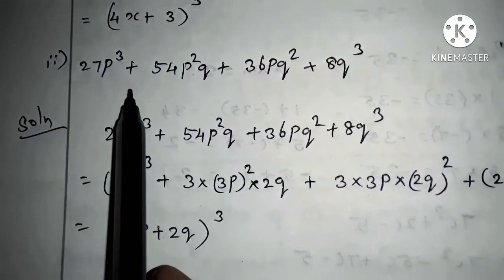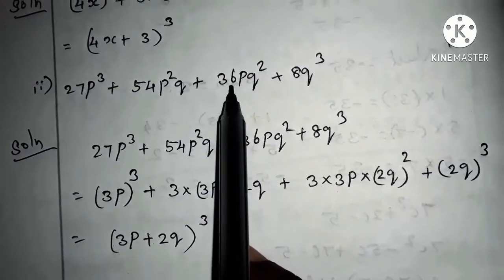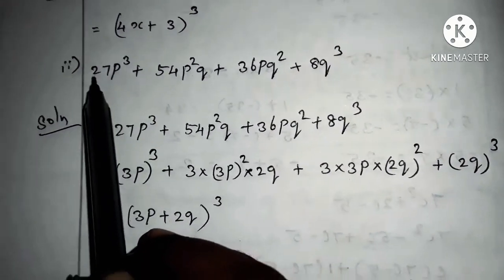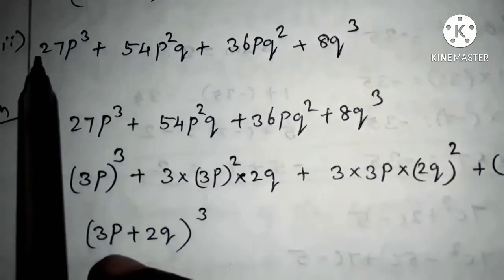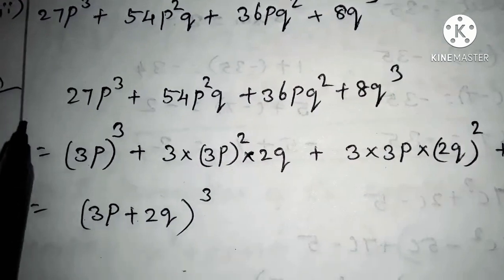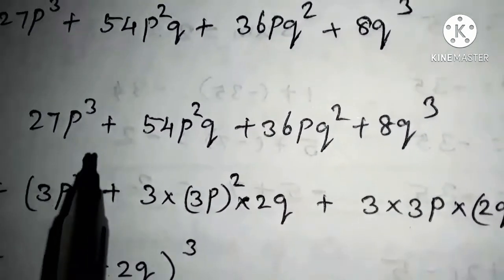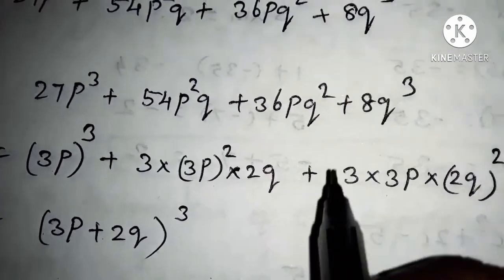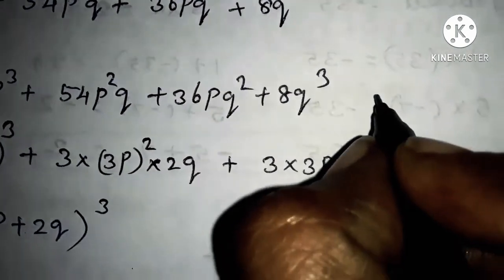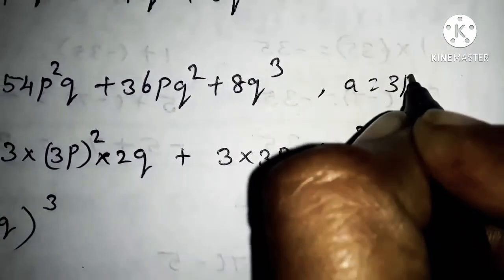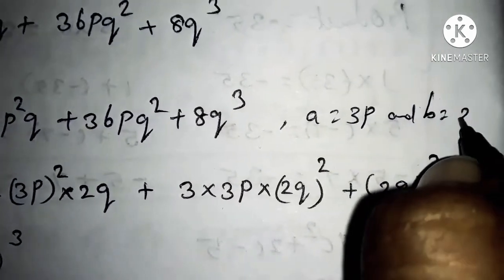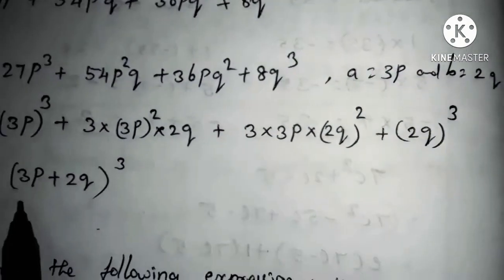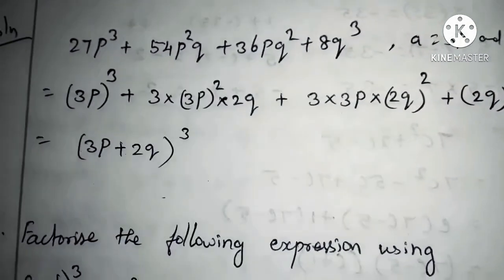Second sum, 27p cube plus 54p square q plus 36pq square plus 8q cube. Same way, first you have to find the cube for the first term, that is 27p cube can be written as 3p the whole cube. Same way for b cube, we can write 8q cube as 2q the whole cube. Therefore we get a equal to 3p and b equal to 2q. Using this, when we split the given algebraic expression, we get the answer as 3p plus 2q the whole cube.